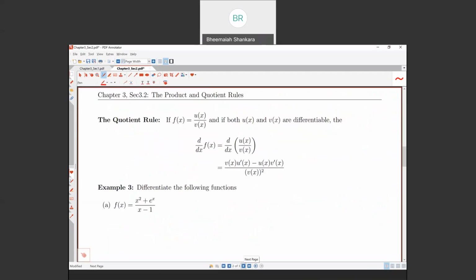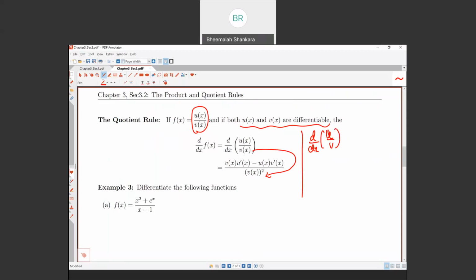Next is the quotient rule. Suppose you have the quotient of two functions u and v. Say both u and v are differentiable, then the quotient rule says that the derivative of u over v is v squared. You are seeing that you are squaring the denominator. Then you start with the denominator v and then u prime minus u v prime. So let me write this in symbols. Derivative of u over v.